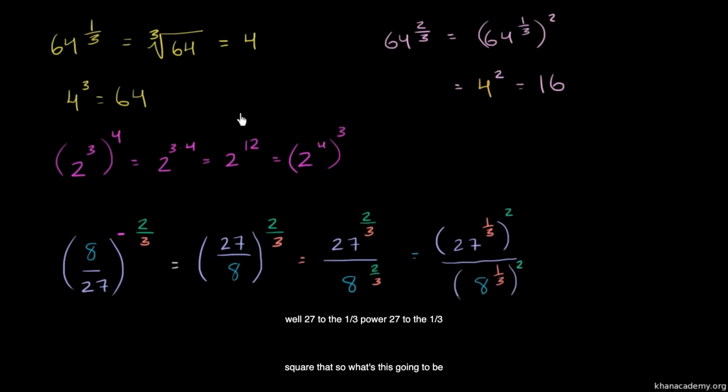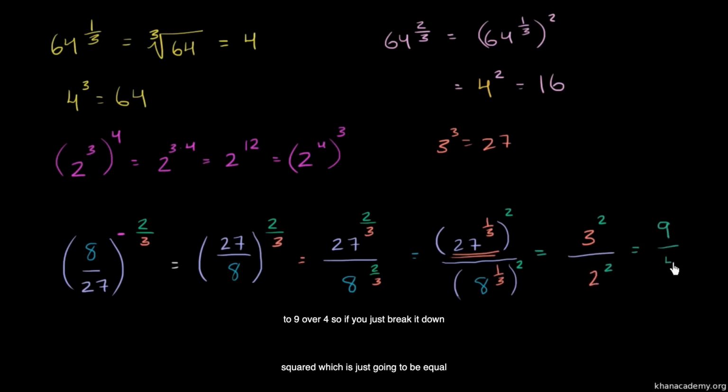So what's this going to be? Well, 27 to the 1/3 power is the cube root of 27. It's some number, that number times that same number times that same number, equals 27. It might jump out at you already that 3 to the 3rd is equal to 27, so 27 to the 1/3 is equal to 3. So in the numerator, we're going to end up with 3 squared. In the denominator, what's 8 to the 1/3 power? Well, 2 times 2 times 2 is 8, so 8 to the 1/3 is 2. And then we square that. So this simplifies to 3 squared over 2 squared, which is equal to 9 over 4. So if you just break it down step by step, it actually is not too daunting.